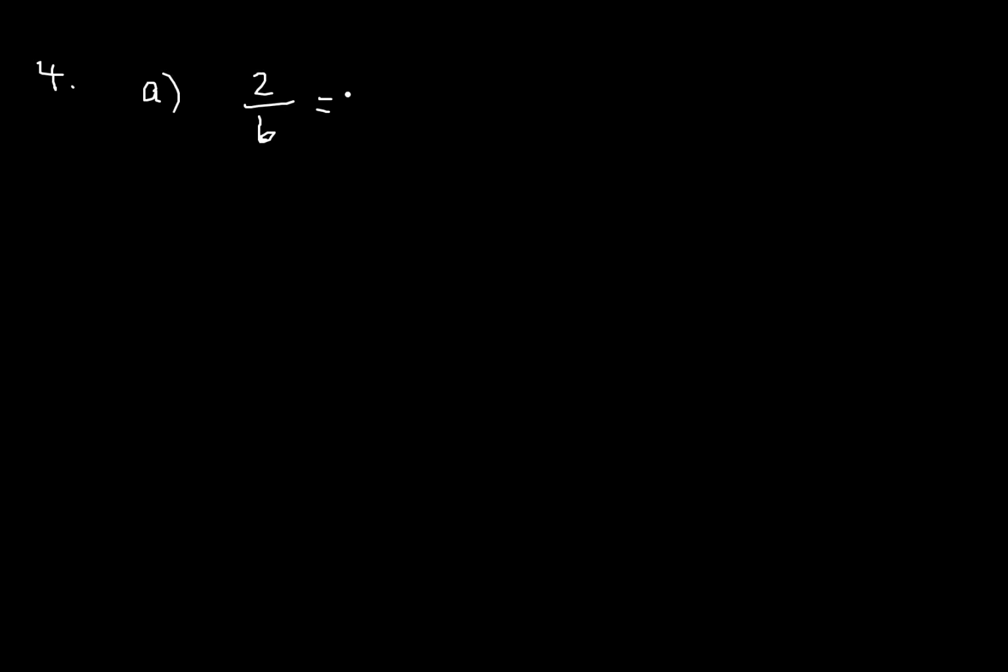2 over 6 equals 8 over x. This is called the means times the extremes. So we're going to multiply this way. The product of the extremes equals the product of the means. So we're going to get 2x equals 48. X, you should like these, equals 24.